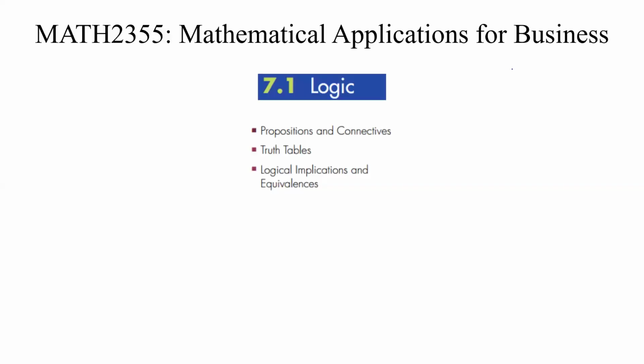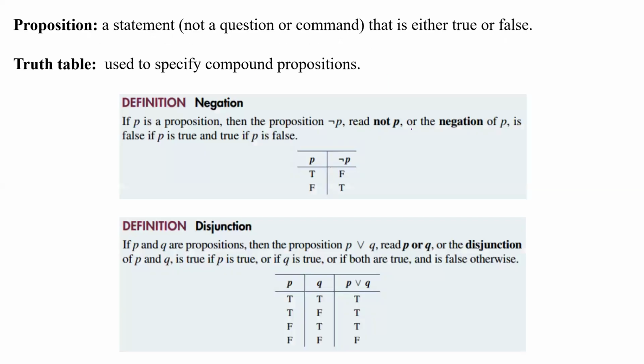All right, so here we're on chapter 7, section 1 on logic. So we're learning about propositions and connectives, truth tables, and then logical implications and equivalences. All right, so what is a proposition? Well, it's a statement. It's not a question or command that is true or false. So it can't be anything else. It has to be true or it has to be false.